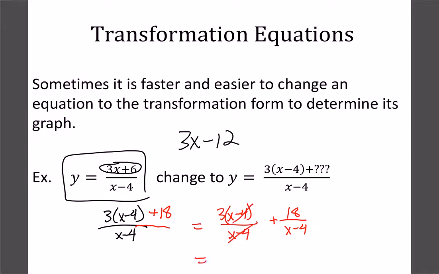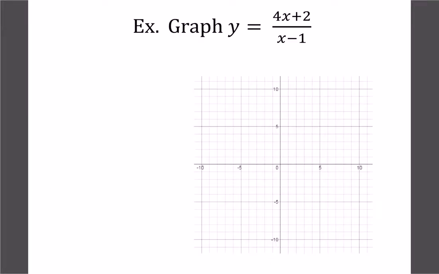So our equation ends up becoming, and I'm going to rewrite it in the other order, 18 over x minus 4 plus 3. So now we can see by looking at this equation we have it in our transformation form. So our a is 18, our h is 4, and our k is 3. So we know our asymptotes are 4 to the right, 3 up, and our vertical stretch would be 18 in this case.